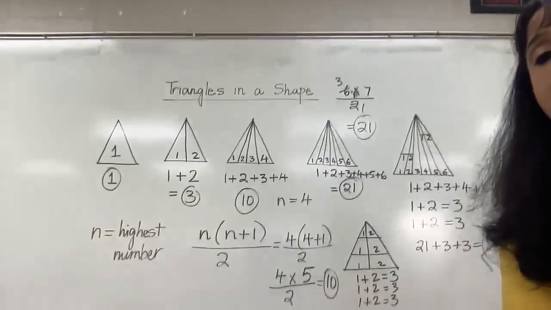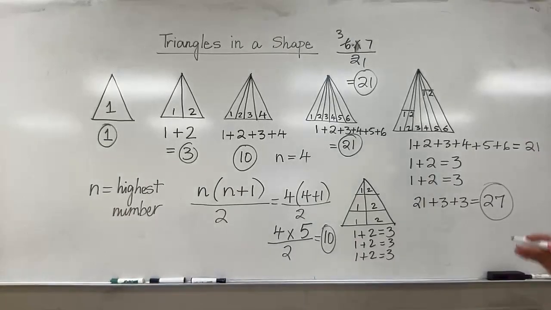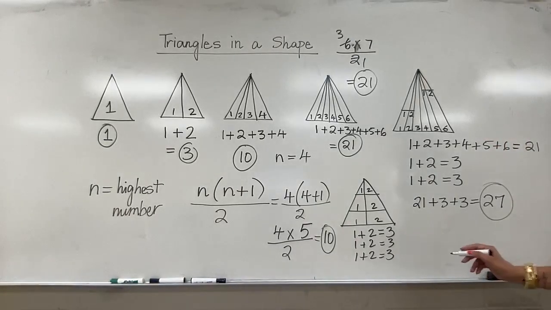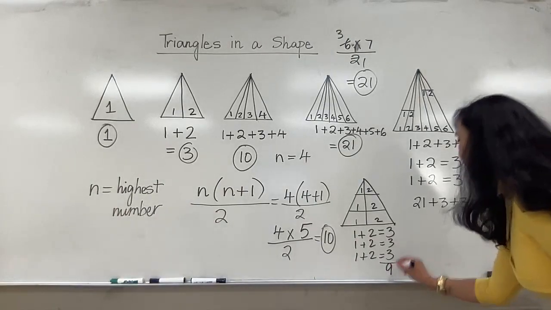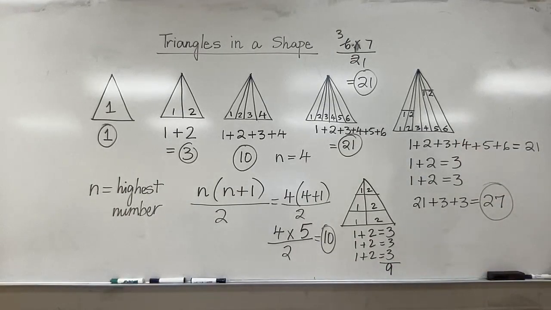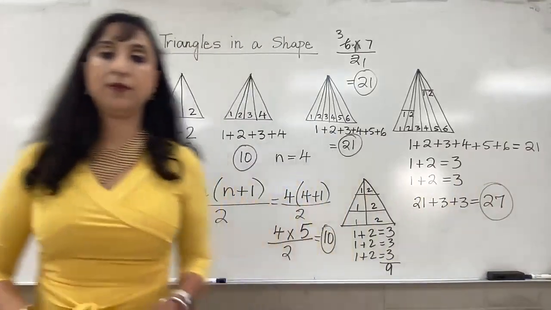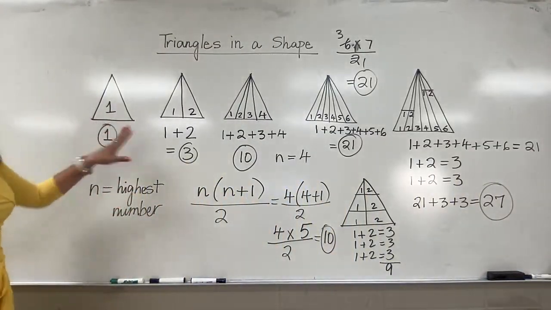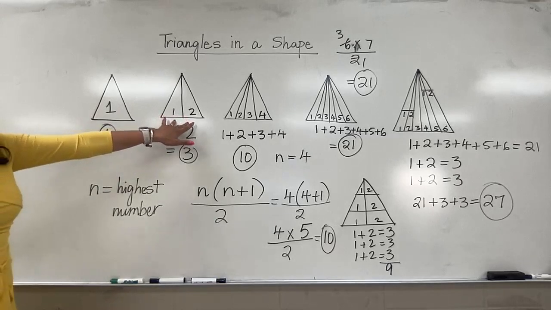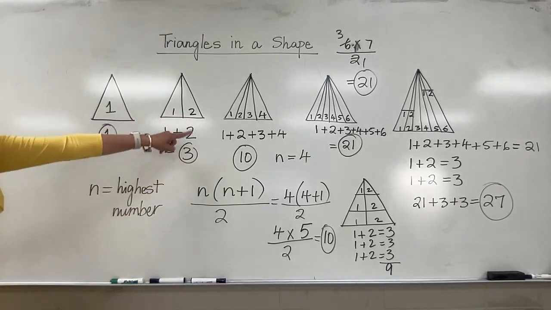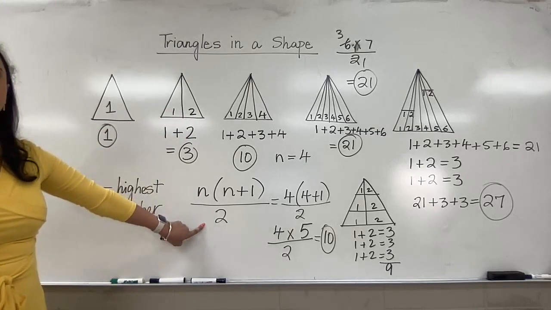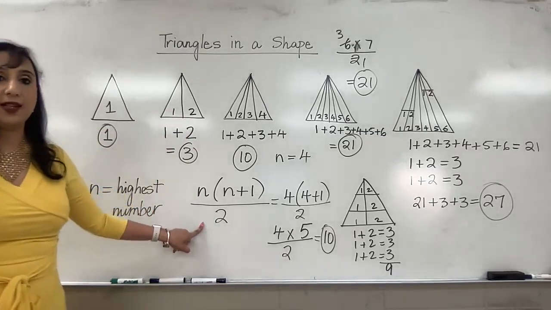Okay? And when I add them all up, I get 3 plus 3 plus 3, so I am going to have a total of 9 triangles in this shape. All right, so pretty easy. Remember, once again, you're just taking how many bases they are, and you are adding them up. Or you're using this formula. You will get exactly the same answer, all right?